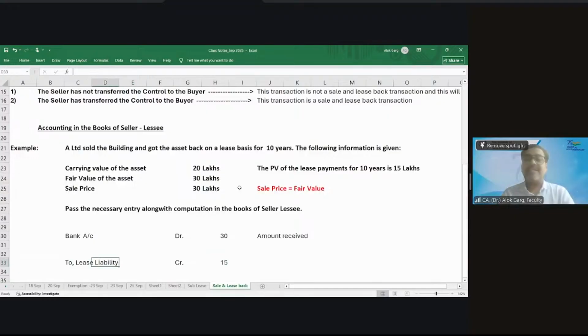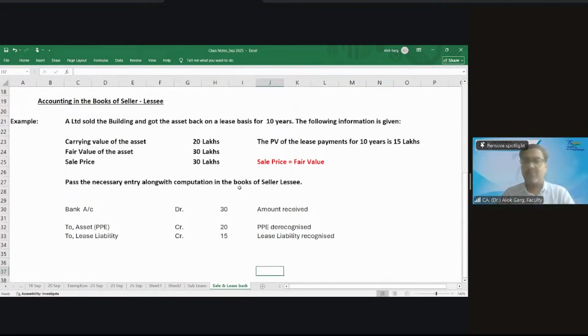You have to de-recognize the asset also. To what account will you credit? To the asset account, which is PPE. What is the value of this asset? 20 lakhs. Carrying value you have de-recognized. So you have de-recognized the asset, PPE. Any problem up to this point? Any confusion? Any question up to this part?